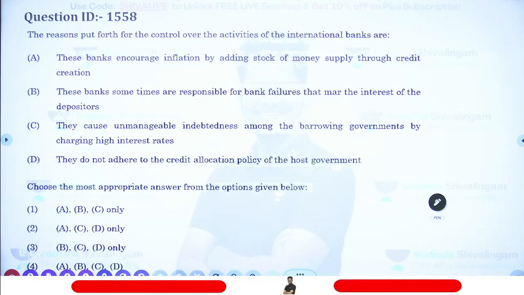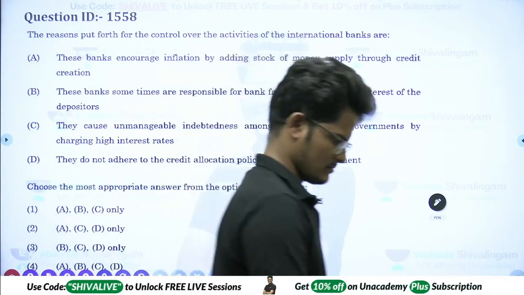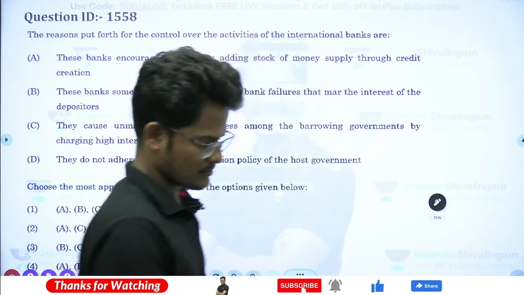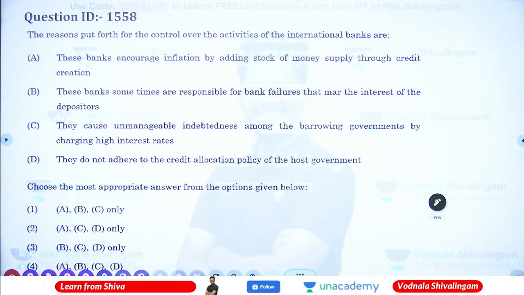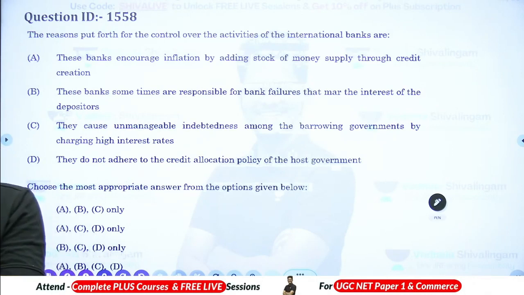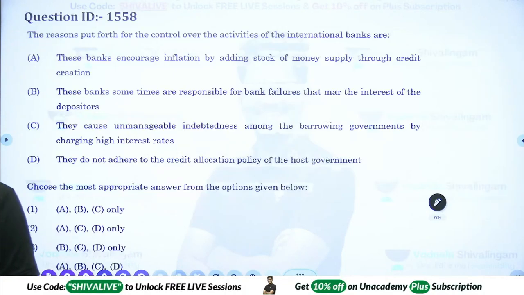The reasons put forth for the control over the activities of the international banks are. This is a general question. Yes, Lakshmi. So the answer is option D.